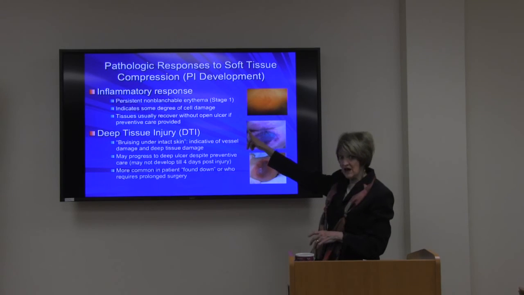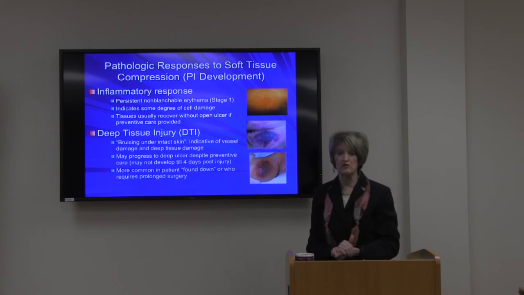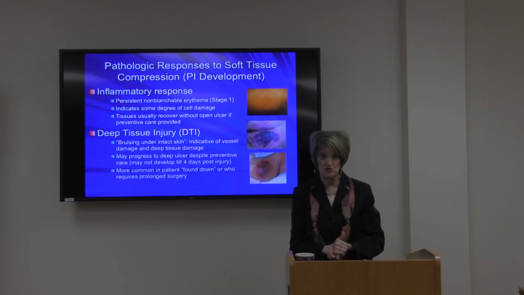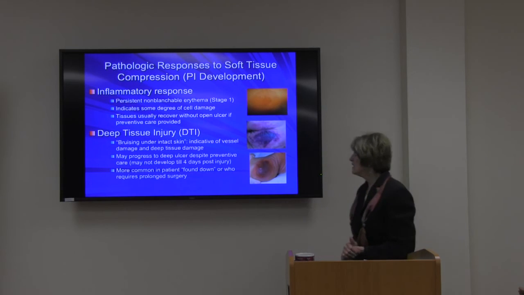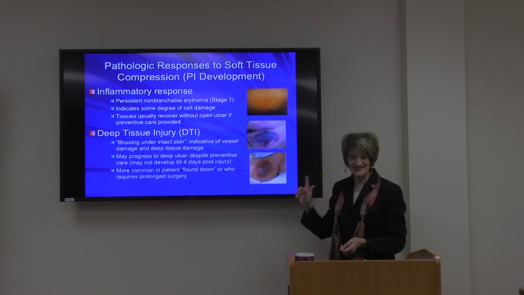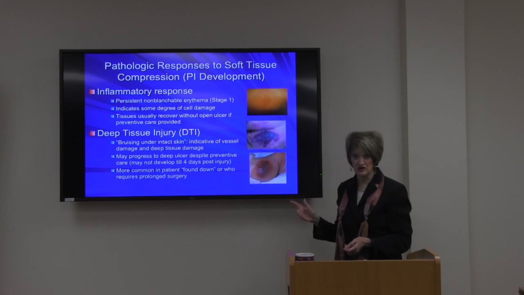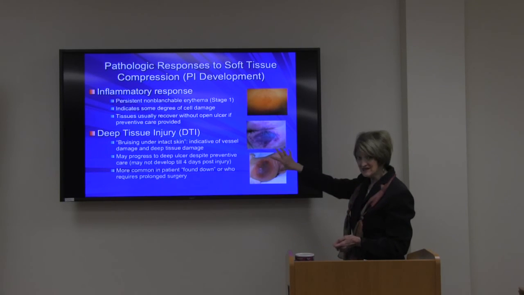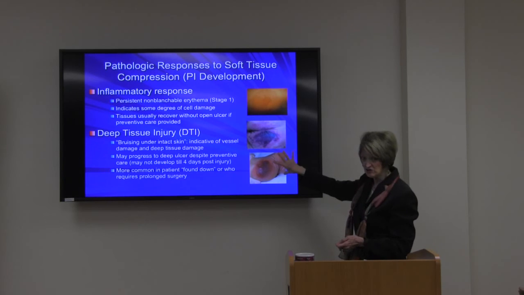So most of the time, when you have stage 1 pressure injury, prompt intervention will prevent progression to an open wound. The other thing you might see is a DTI, deep tissue injury. This is indicative of a much more severe underlying injury.